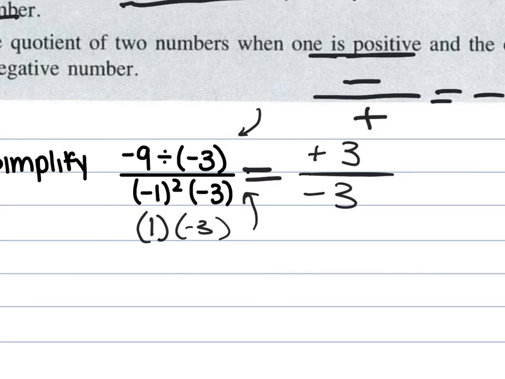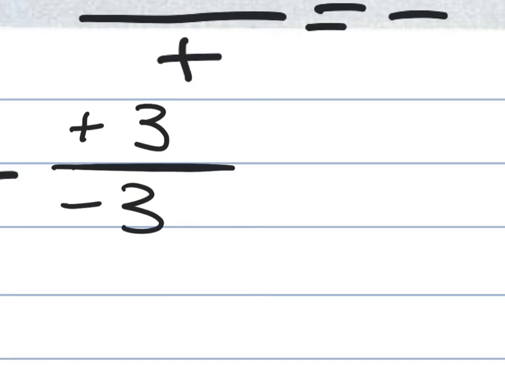All right. So look at that. Positive 3 divided by negative 3. Will that answer be positive or negative? Negative. And what number should I have next to it? 1. 3 over 3 is just 1. That's negative 1.